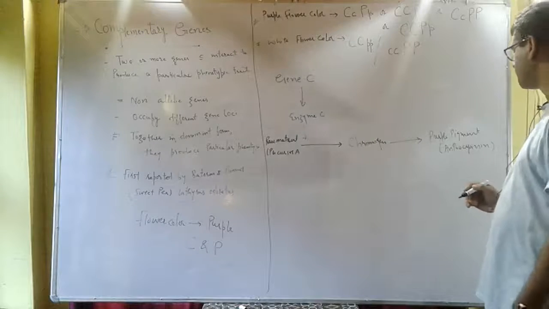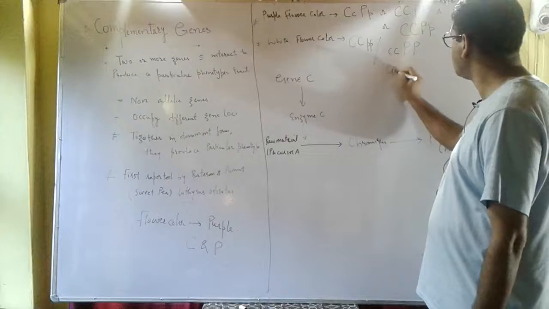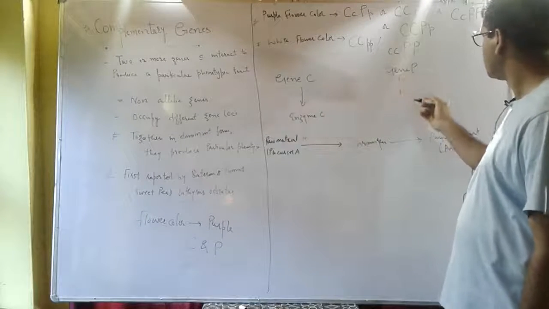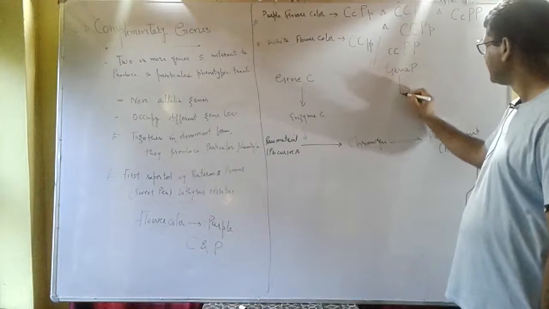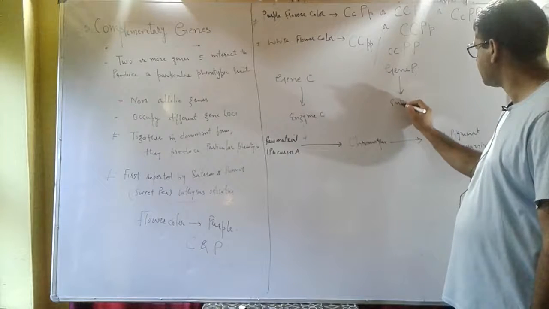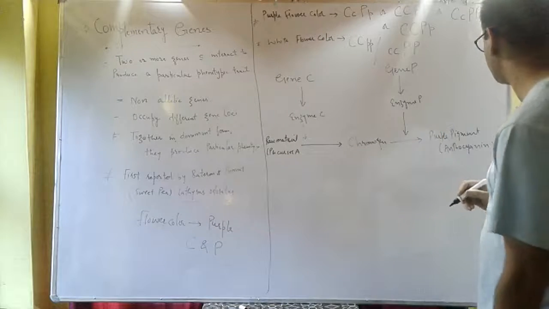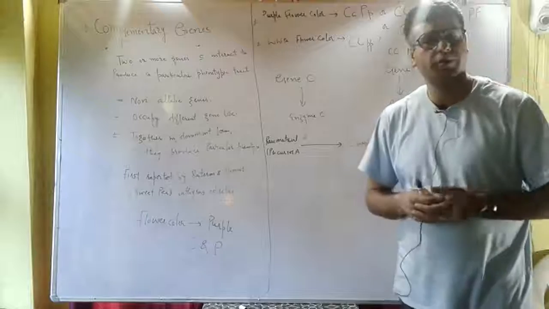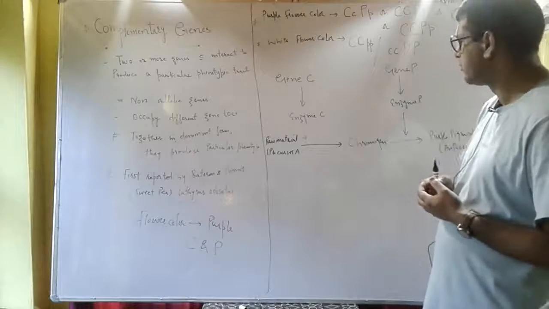It is converted into purple pigment, anthocyanin, by the product of gene P. We have got a gene P, and this dominant form of gene will synthesize enzyme P, and this enzyme P will convert the chromogen into the purple pigment. That means this is how purple color appears in the sweet pea, Lathyrus odoratus.